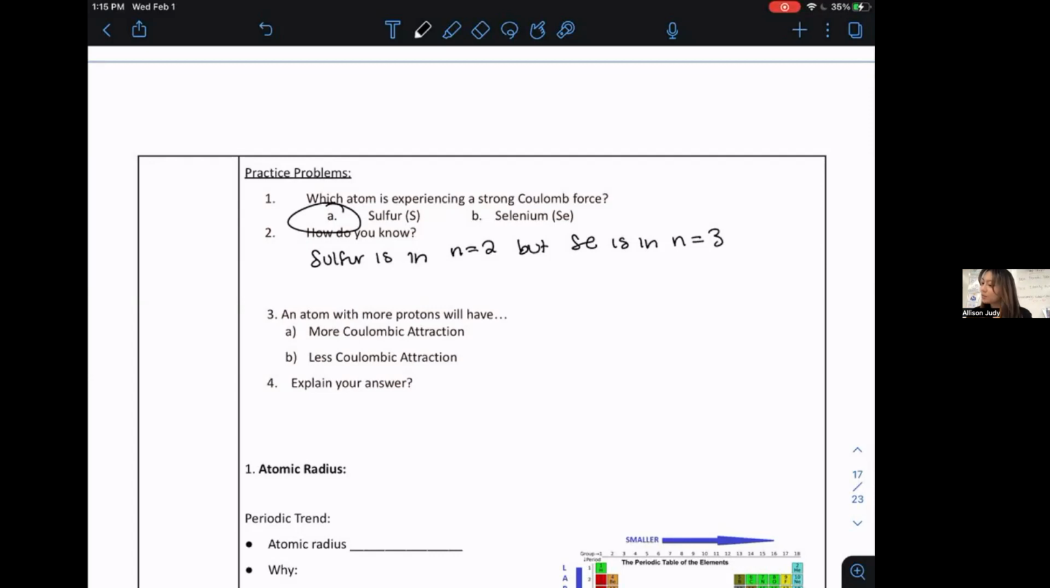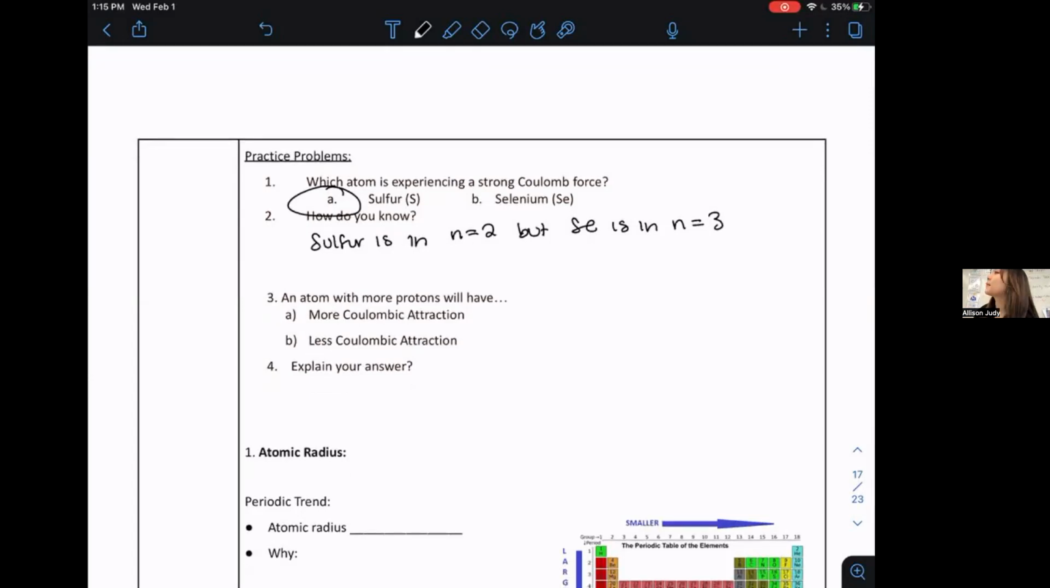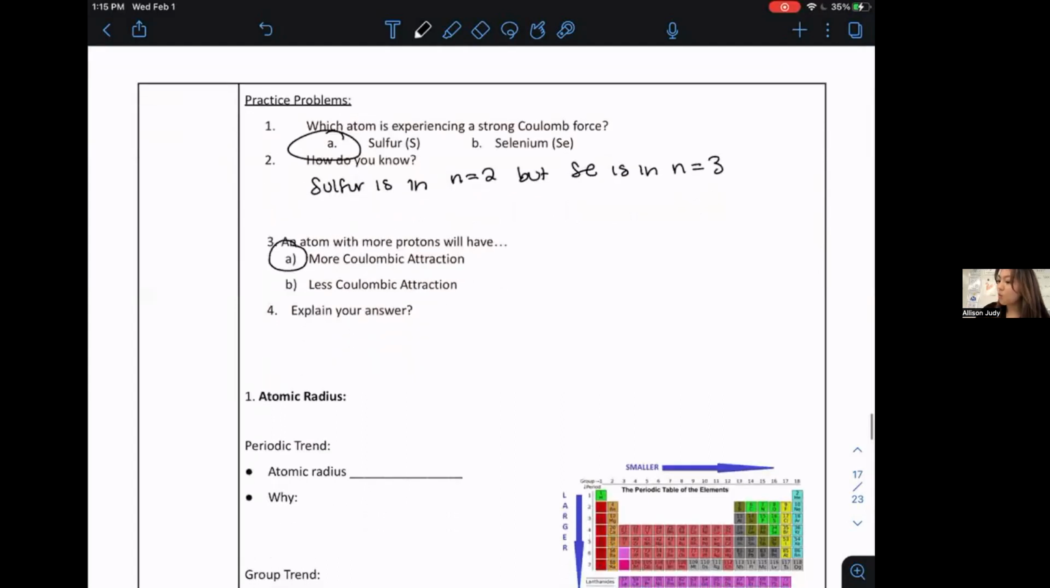Okay, so an atom with more protons will have A or B. A, more Coulombic attraction. Why? Because more protons result in greater charge and thus greater Coulombic attractive force.